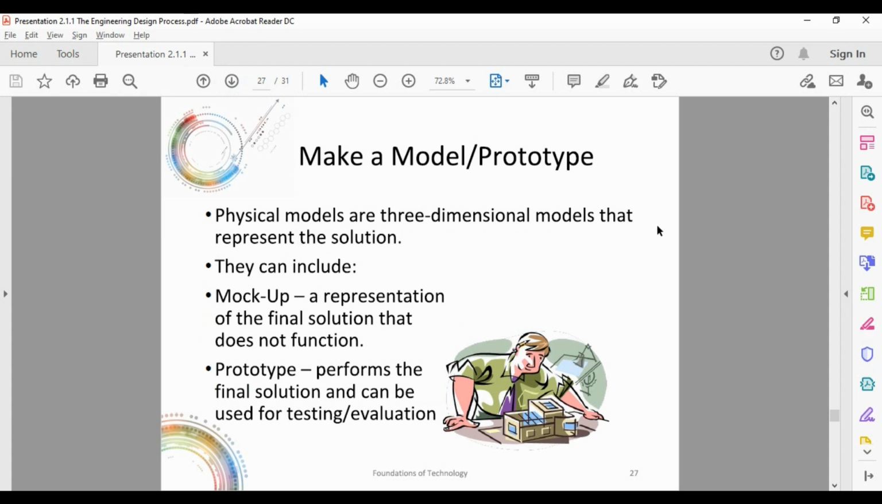Physical models, three-dimensional models that can represent the solution. They don't always have to be three dimensions, but since we live in a 3D world, three-dimensional models are best. They can include mock-ups, a representation of the final solution. It does not function, so you can build a car that does not work at all, but it gives people an idea of where you're going. Or the prototype, which performs the final solution and can be used for testing and evaluation. Mock-ups are very popular.